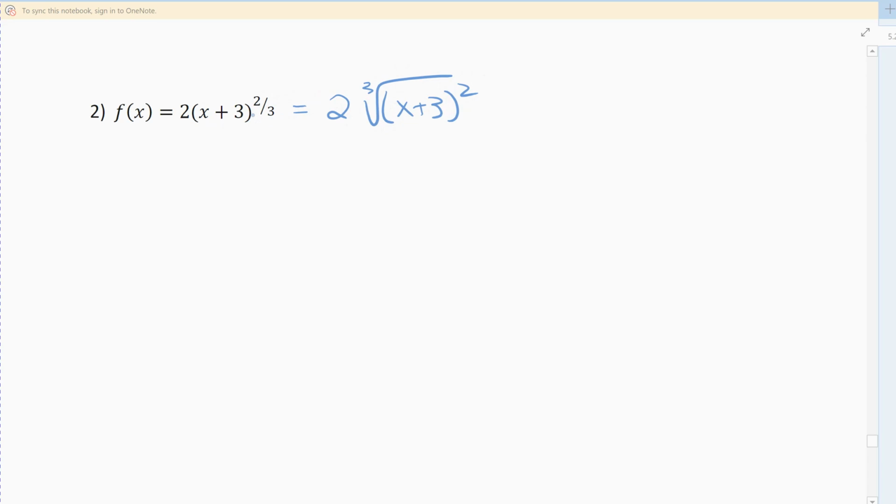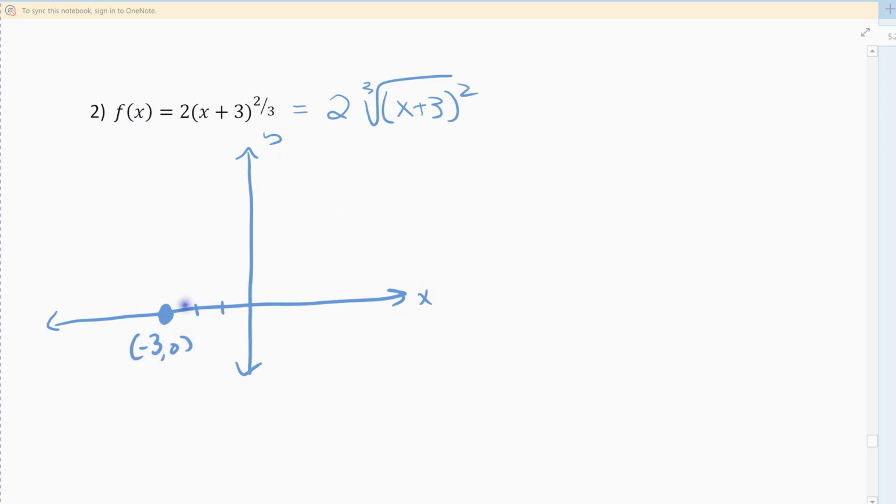It is not 1-to-1. If you graph it, it's one of those V shapes. So I just suggest using your calculator. And you'll see on the calculator that it does have sort of a vertex-like shape. At negative 3, 0, it has sort of this V. All right, there's the graph of f of x.